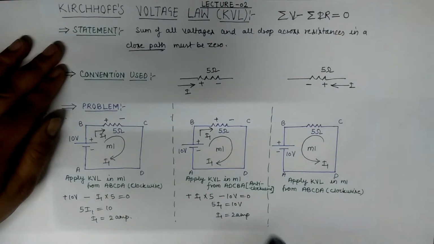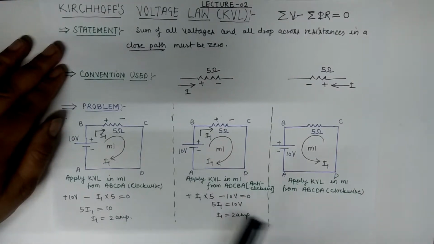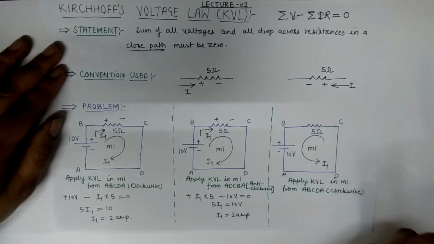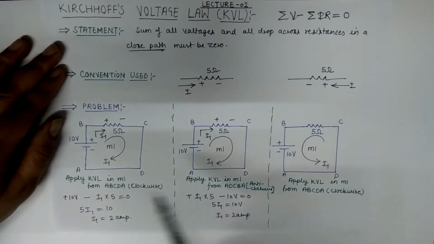So by these two methods, we conclude that after fixing the polarity by using this convention, we can write our KVL either clockwise or anti-clockwise. We do not need to think about it. You get the right answer.